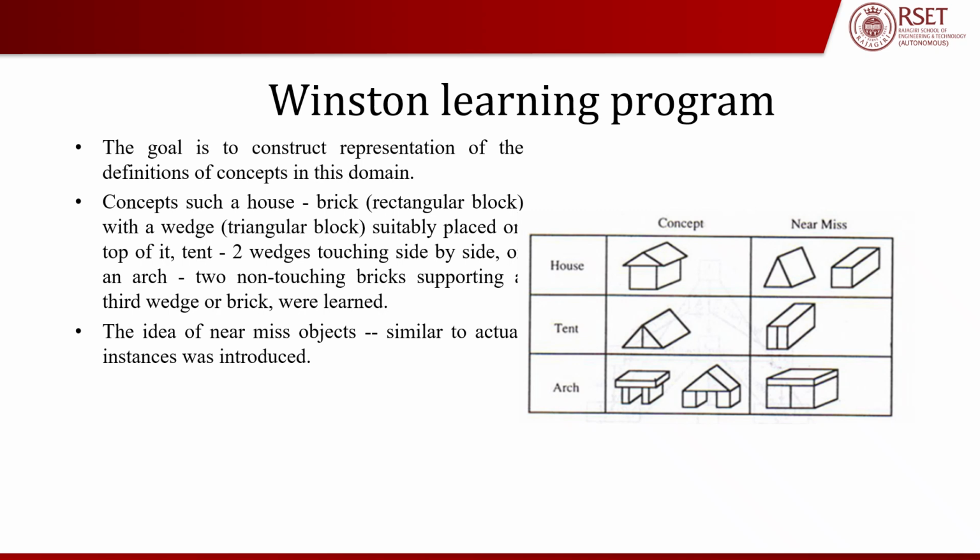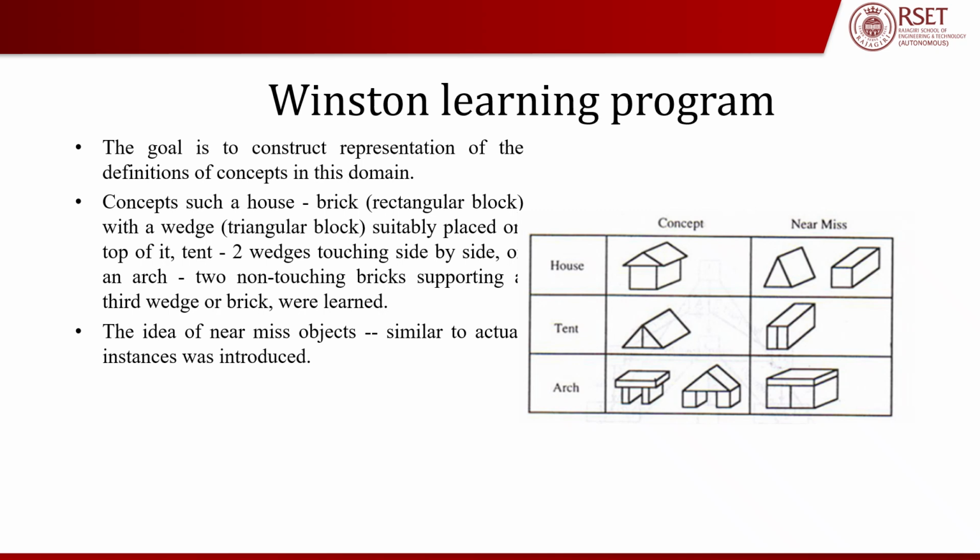The Winston Learning Program demonstrates concept learning using structured objects. The goal is to construct the representation of the definitions of concepts in this domain. In this case, the concept is house, and a brick is a rectangular block. A wedge is a triangular block suitably placed on top of it. A tent is two wedges touching side by side, and an arc is two non-touching bricks supported by a third wedge or brick. The idea of near-miss objects, which are similar to the actual instances, was introduced.